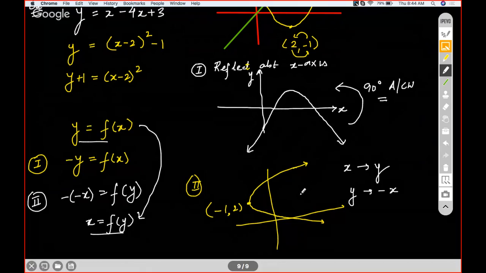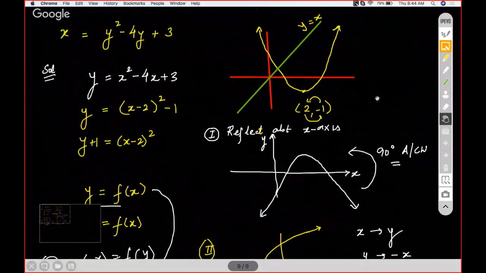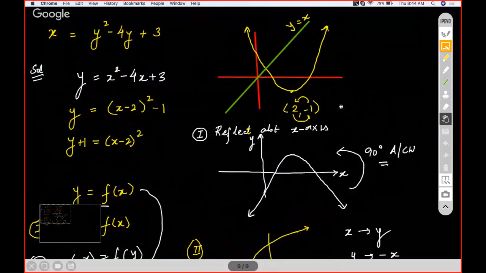Oh, nice. So this is something which you'll not find in books. In many cases, especially in chapters like inverse trigonometry, you would be required to do the reflection about the y equal to x line, and in those chapters this method will be very, very helpful.